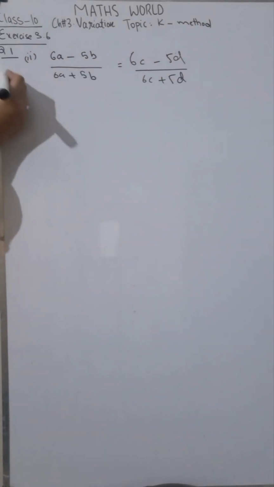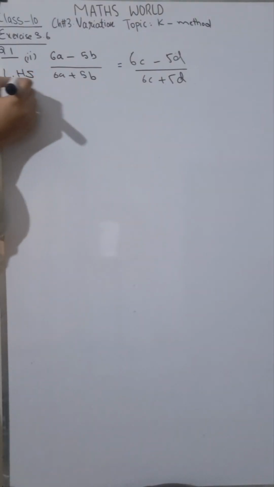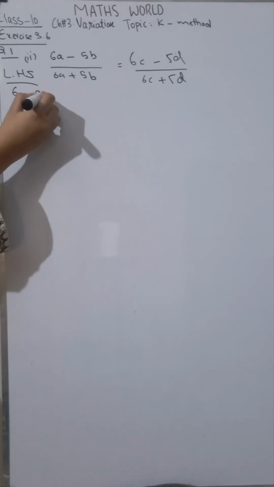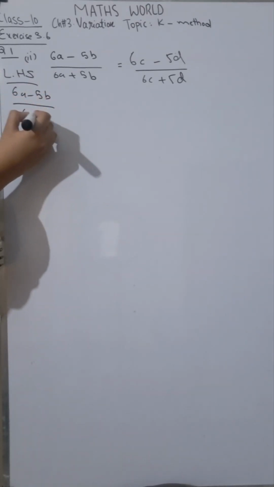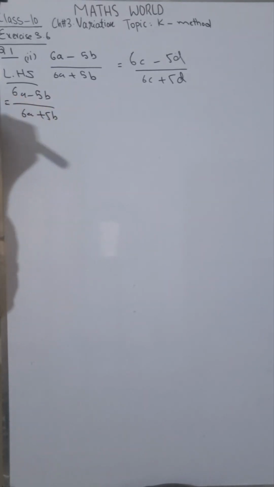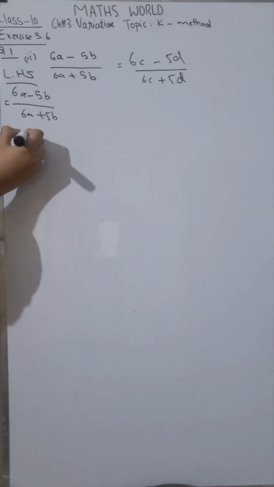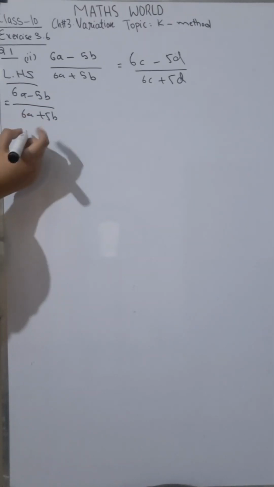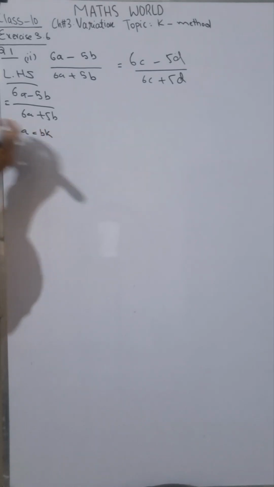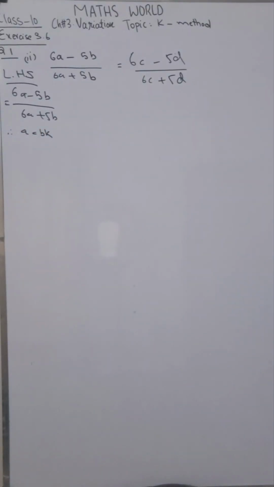So now let's start. Take the left hand side: (6A minus 5B) divided by (6A plus 5B). You know that A equals BK. One more thing: if you are putting in some formula or quadratic equations or whatever, write it down. It may give a good impression to the examiner, and when you write the formulas you also get practice and you learn.